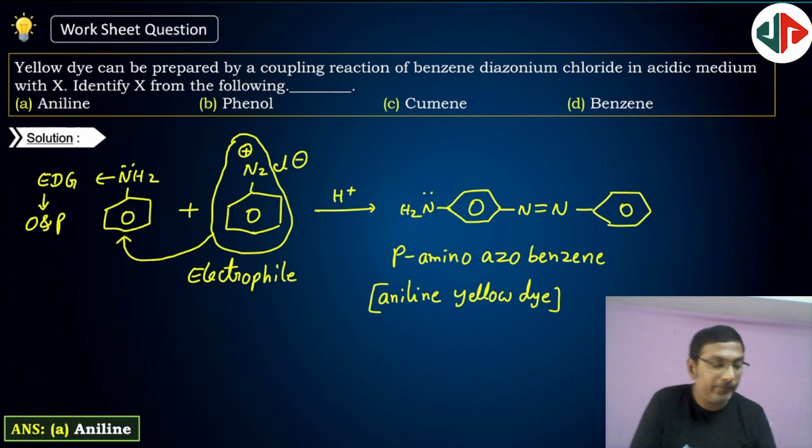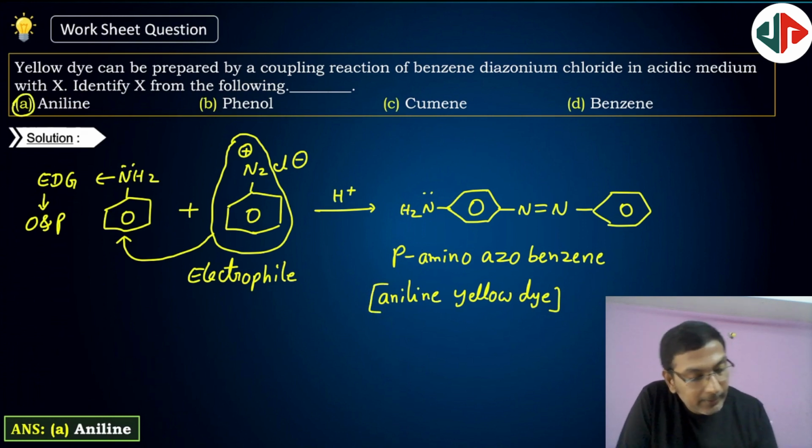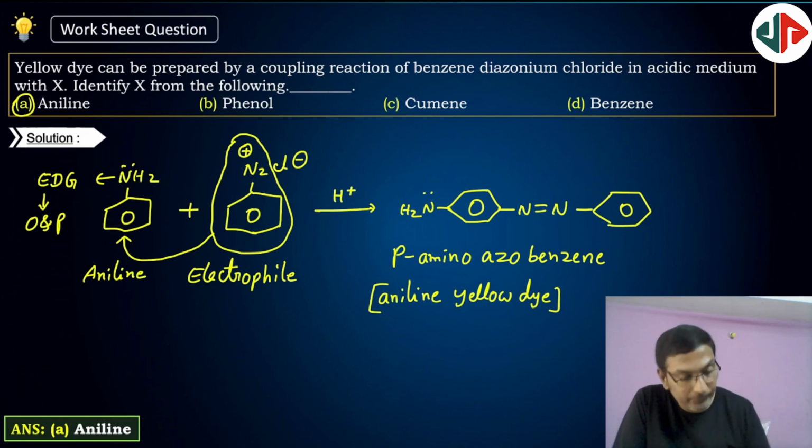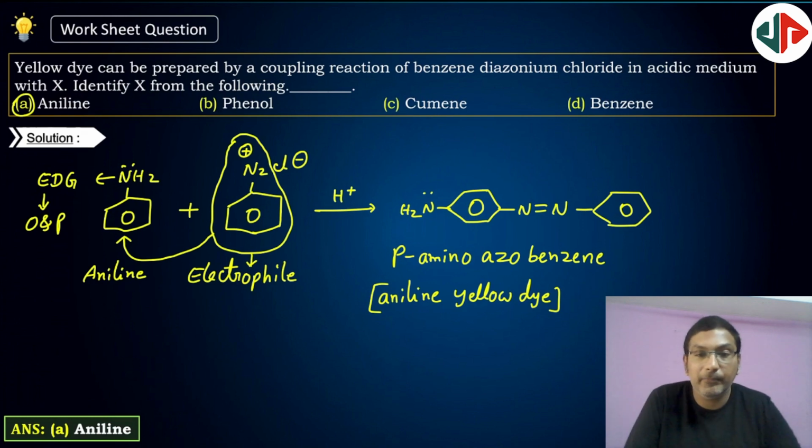Aniline yellow dye. So therefore option A. Aniline reacts with benzene diazonium chloride to form aniline yellow dye. So this is the best example for aromatic electrophilic substitution. Here benzene diazonium acts as the electrophile. This electrophile will be substituted at the para position of aniline due to bulky nature. So option A. Next.